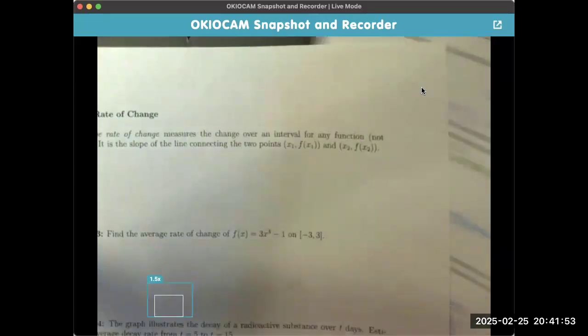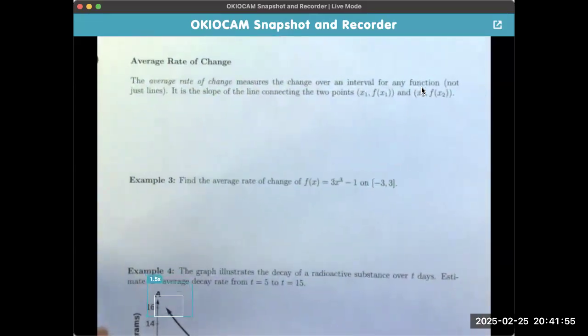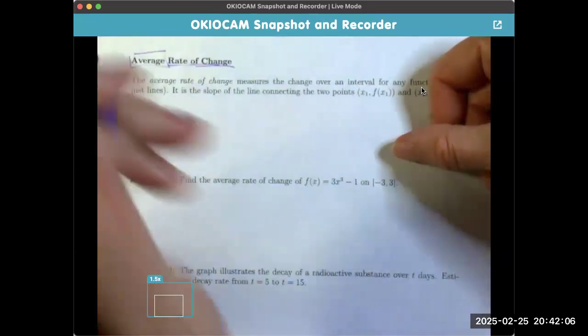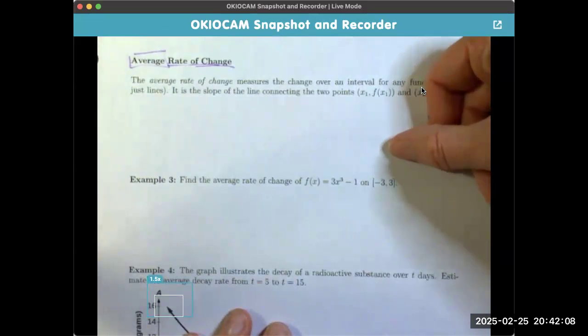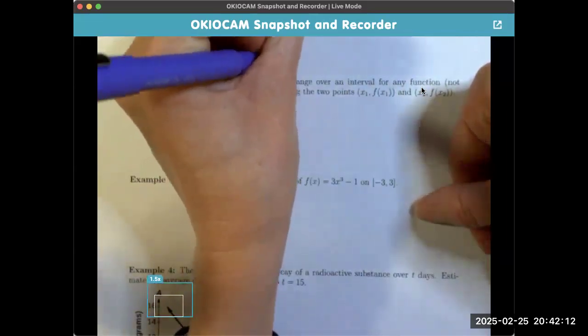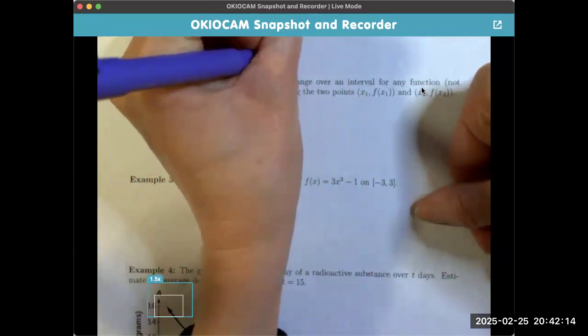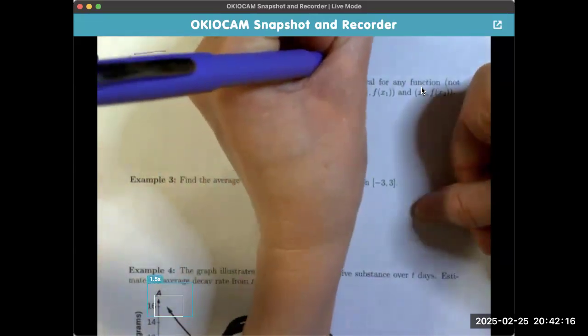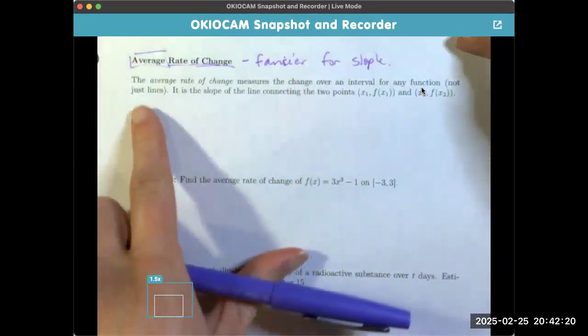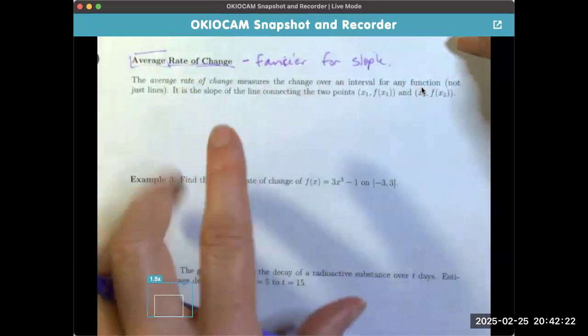Okay, so then average rate of change. Average rate of change is just super fancy for slope. Okay, well, not even that fancy. It's just rate of change, and then it's an average rate of change. So again, mathematicians, what do you know? Fancier for slope. Okay, so let me read this to you, and then I'll explain.